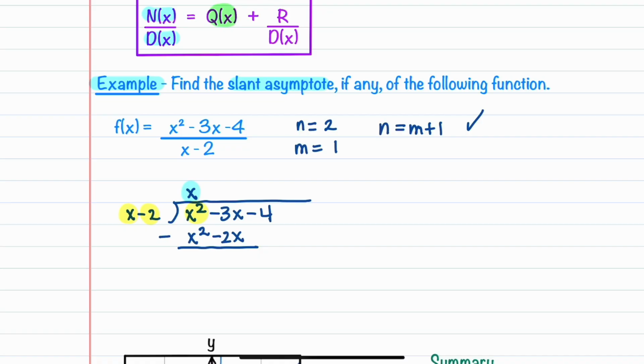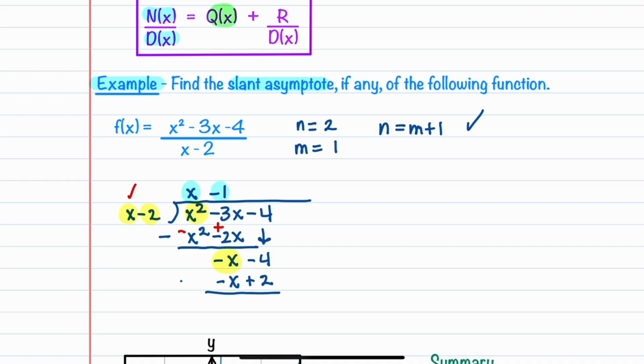Then what we're going to do is we're going to subtract. So our signs change. This becomes negative, this becomes positive, and we end up with minus 3x plus 2x, which is a minus x, and then this comes down, minus 4. Now we're going to do it again. We have to see what we have to multiply this x by to get minus x. And that's going to be negative 1. So we put a minus 1 up here. So x times negative 1 is minus x. And then we multiply minus 2 times minus 1, and we get 2. So we plus 2.